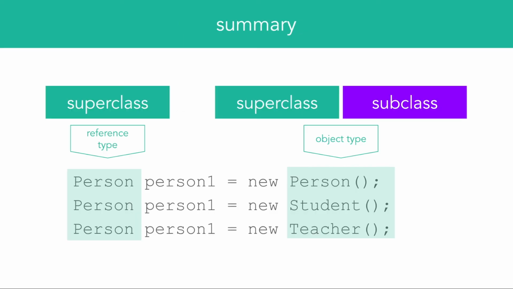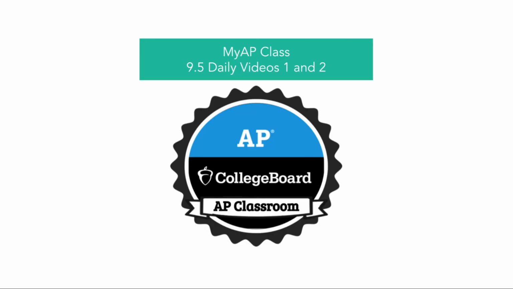The class hierarchy that we saw earlier in the unit can also play a role in polymorphism. By using a superclass in our declaration, we enable our variables to take on different forms. The 9.5 daily videos 1 and 2 explore types of object references in more detail along with practice questions.